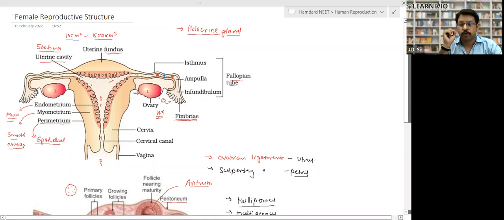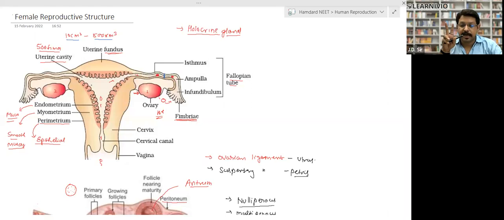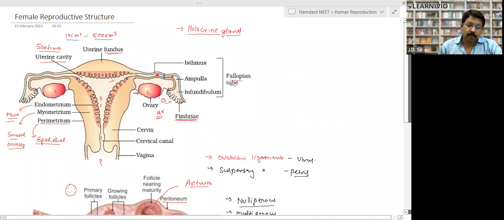One more thing I want to tell you: both of the ovaries do not ovulate, or secrete the ova, simultaneously. It happens alternately, once a month. Suppose this month the ova has been secreted by ovary number one; then next time this one becomes inactive and the other ovary will secrete the ova. So alternately, every ovary secretes ova.